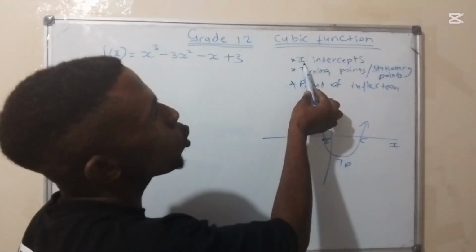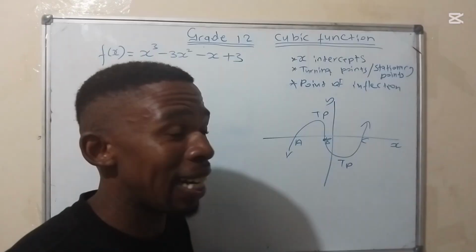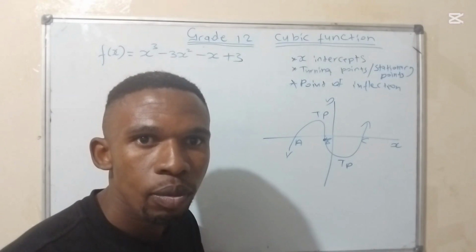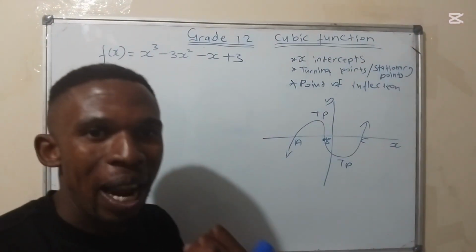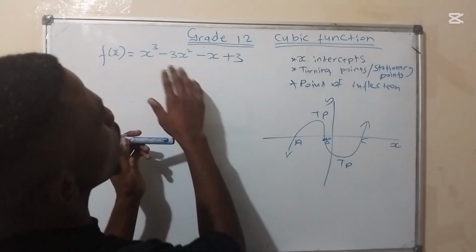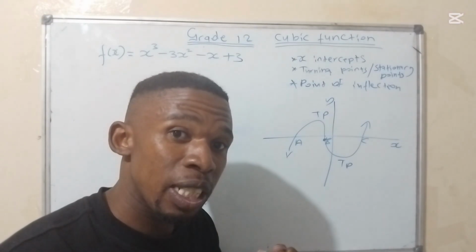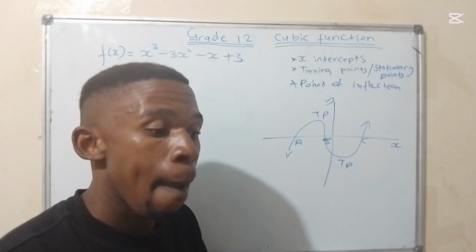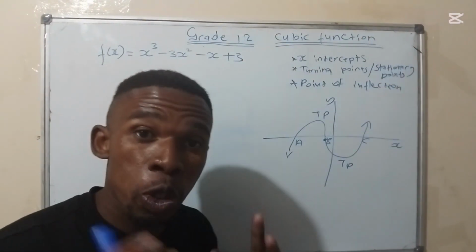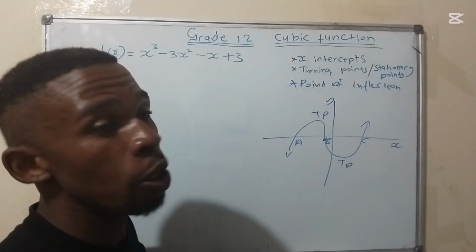Meaning that you need to know one of the x-intercepts. And in order for you to know that x-intercept, you need to use a method called trial and error. You are going to guess. You are going to plug positive 1, positive 2, positive 3, or negative 1, negative 2, or negative 3 into this equation. One of those will give you 0 if you plug it in.